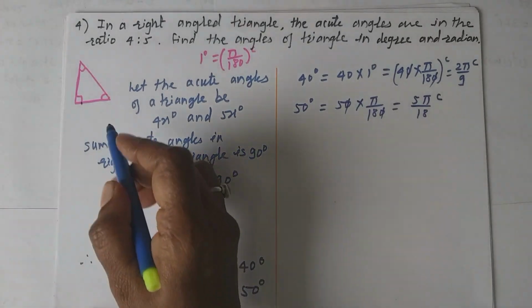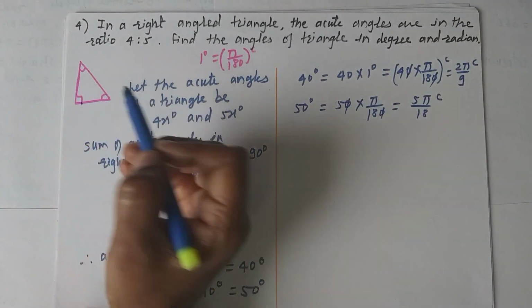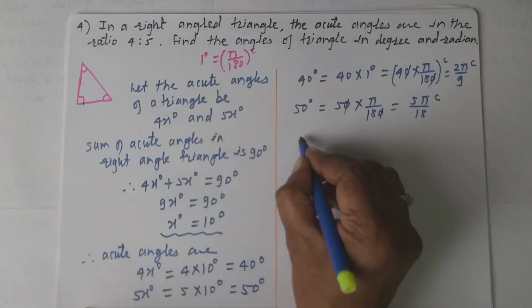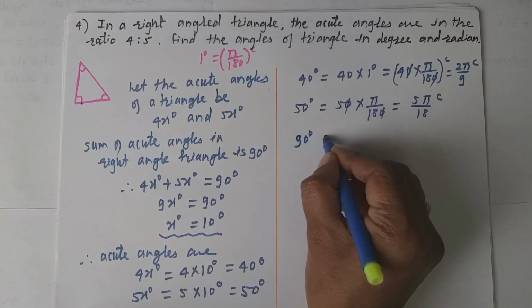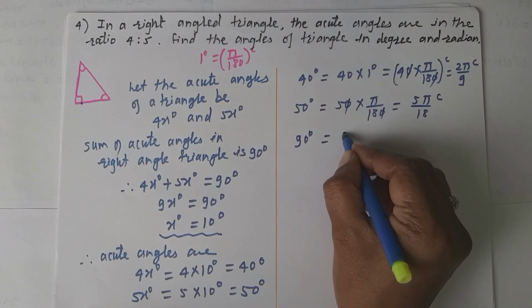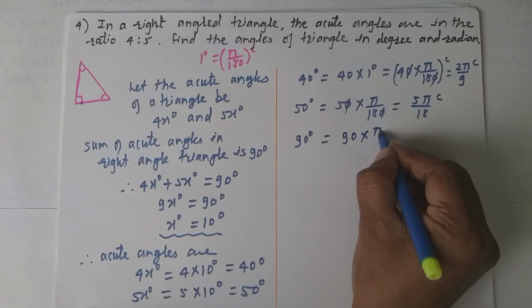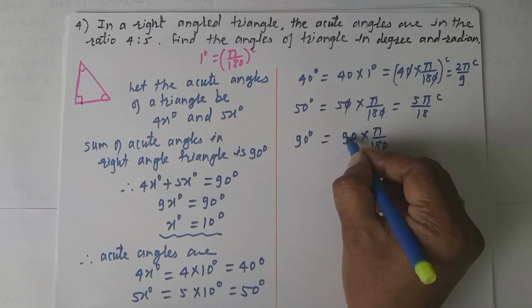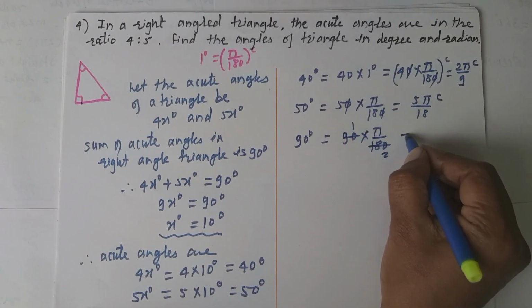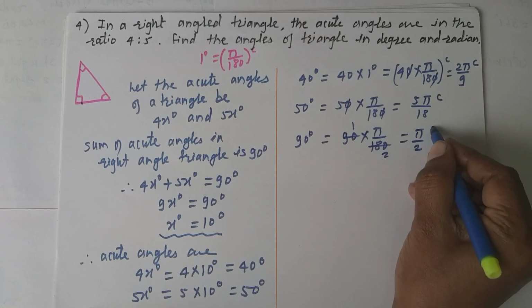These are the two acute angles, that is, one angle is 40, the other is 50. And what is the right angle? That is the angle of 90 degree. And convert this 90 degree. Multiply this angle by pi by 180, and this is nothing but pi by 2 radians.